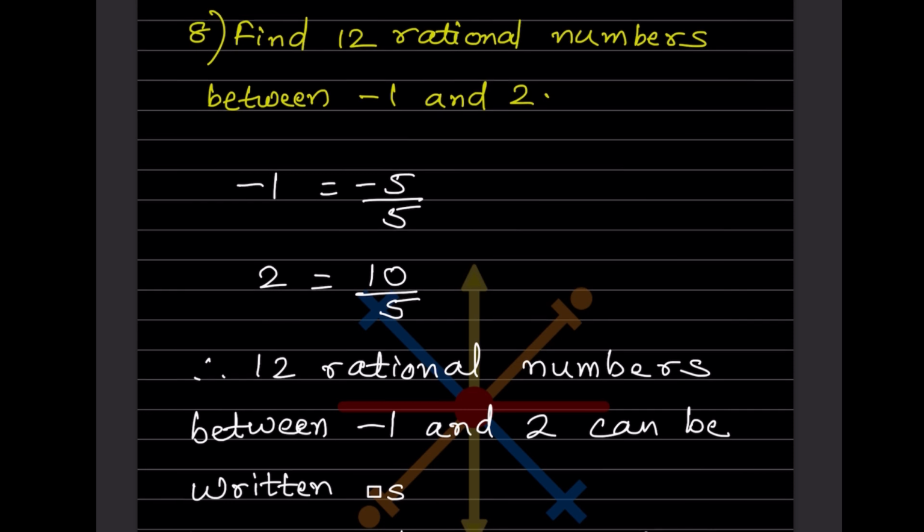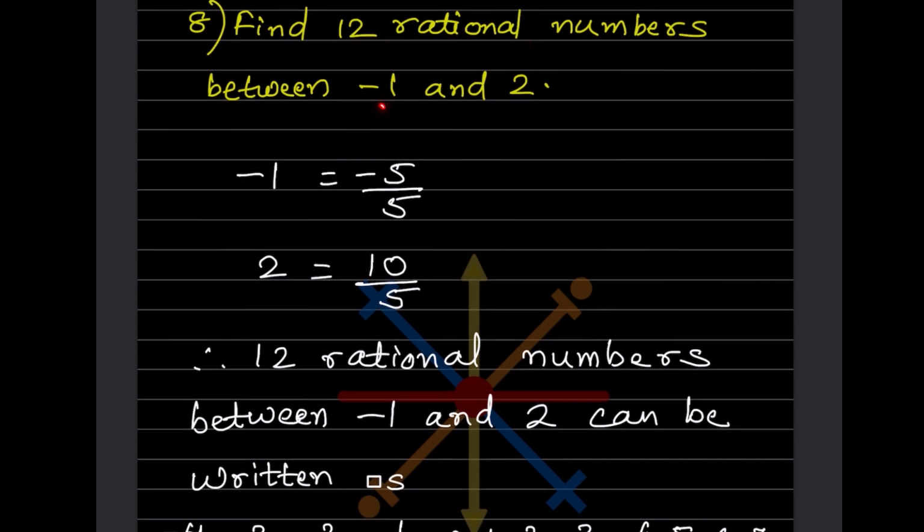Now here they ask to find 12 rational numbers between minus 1 and 2. Minus 1 and 2 we can also write in fractions, because here we don't have the denominators, and otherwise it's not easy to find the rational numbers. So minus 1 we can write here as minus 5 by 5. Now since the denominator is 5, for 2 also we have to see that the denominator comes to 5.